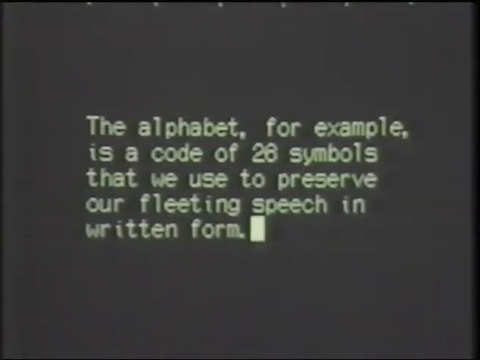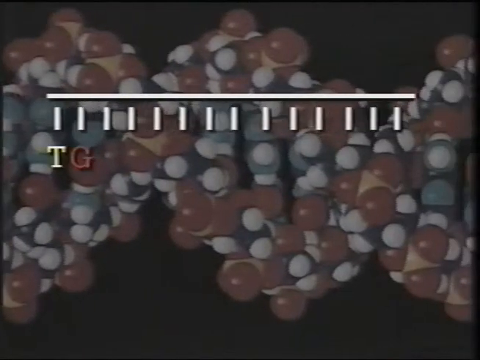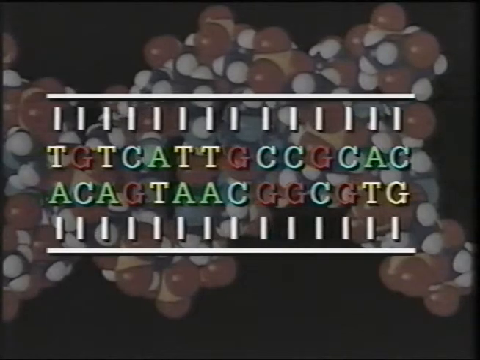The alphabet, for example, is a code of 26 symbols that we use to preserve our fleeting speech in written form. And long before we were around, nature developed a biological coding scheme. Chemical patterns that make up DNA are called the genetic code.